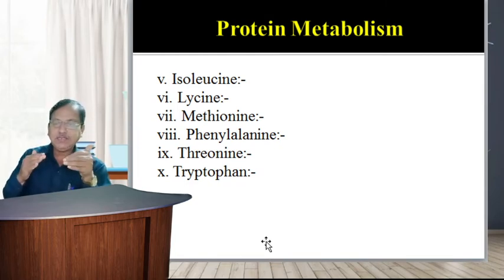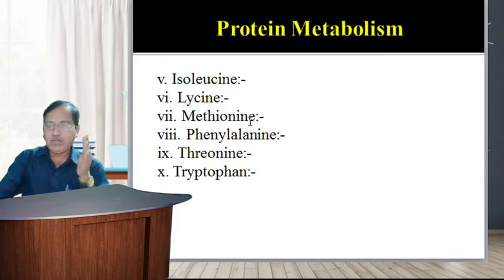Next, lysine is synthesized from aspartate via the diaminopimelate pathway. The initial two stages of the DAP pathway are catalyzed by aspartokinase and aspartate semialdehyde dehydrogenase. Next is 7, methionine. Biosynthesis of methionine by the transsulfuration pathway starts with aspartic acid.